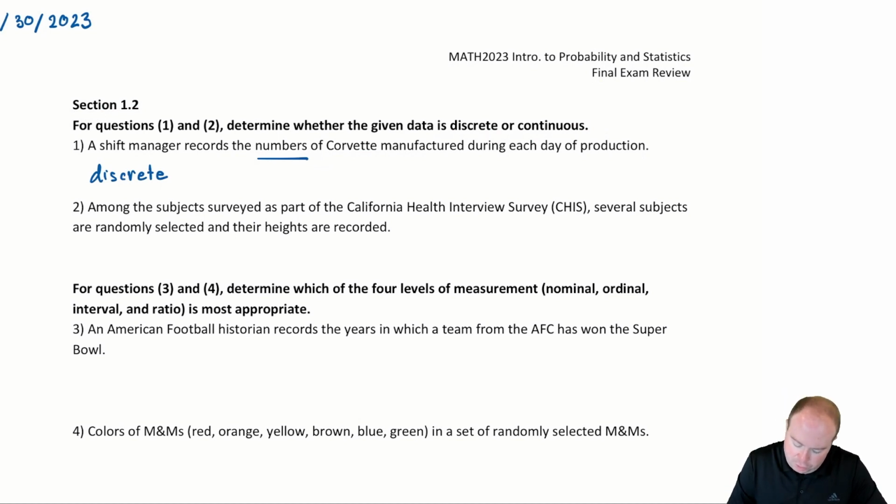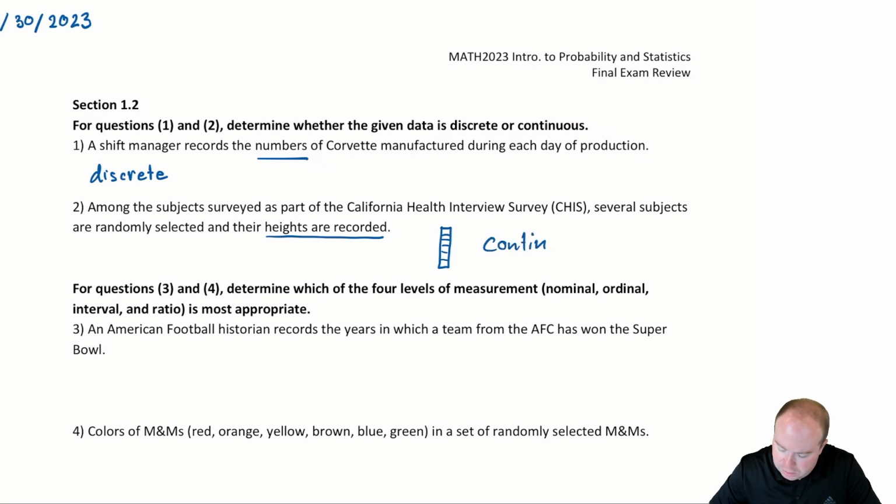Now, if we were to look at number 2, among the subjects surveyed as part of a survey, several subjects are randomly selected and their heights are recorded. So we're measuring something. If you think about when you measure it, you typically will measure it with some sort of yardstick or ruler or something like that. And there are infinitely many values along this ruler. So this is an idea of continuous data, the heights.